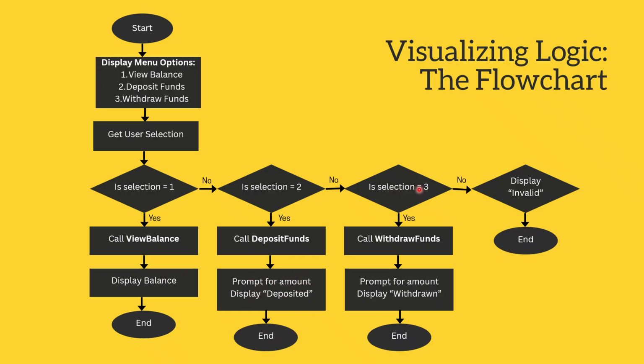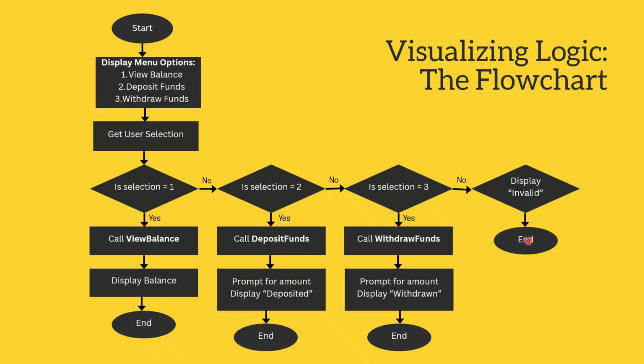If no, then we're going to go on and ask, is it selection 3? If it's yes, then we're going to call the withdrawal funds, and then we're going to do whatever the withdrawal funds module has us do. But if it's no, that means that they entered something that wasn't the number 1, 2, or 3, and in that case, we're going to display invalid. So this is where, again, they don't match.